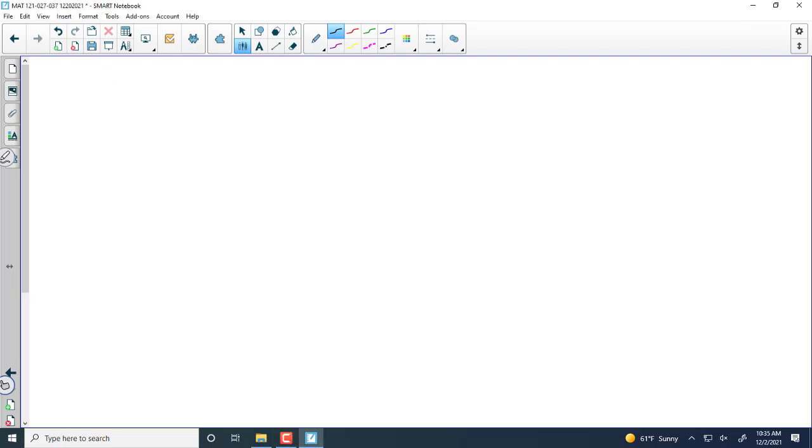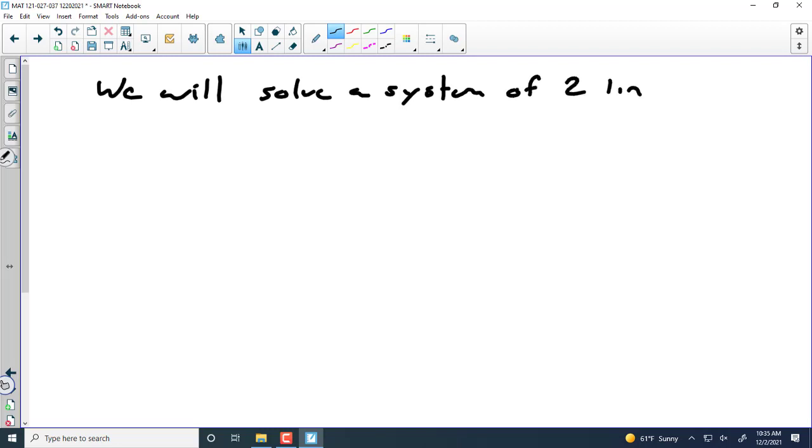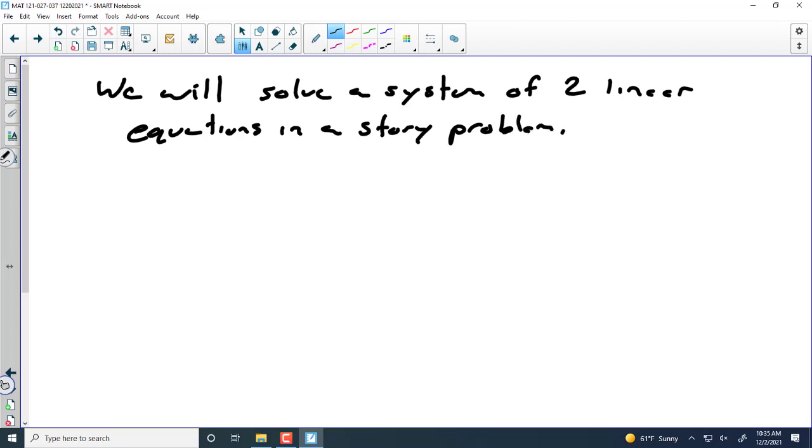So we will start today. We will solve a system of two linear equations in a story problem. This is a pretty typical type of story problem you see for solving a system of equations. It's going to look like this.